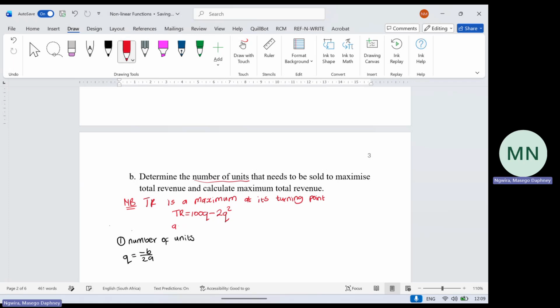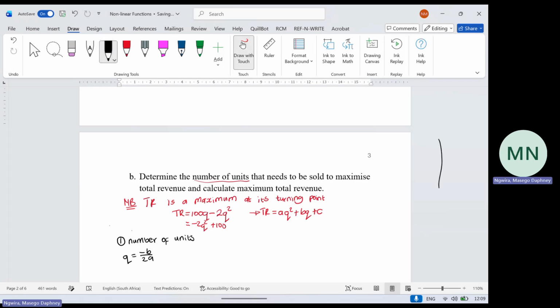My A is anything that is next to a square. Remember that the total revenue formula is supposed to be TR equals AQ squared plus BQ plus C. If I write this in this form, I'm going to have negative 2Q squared plus 100Q.